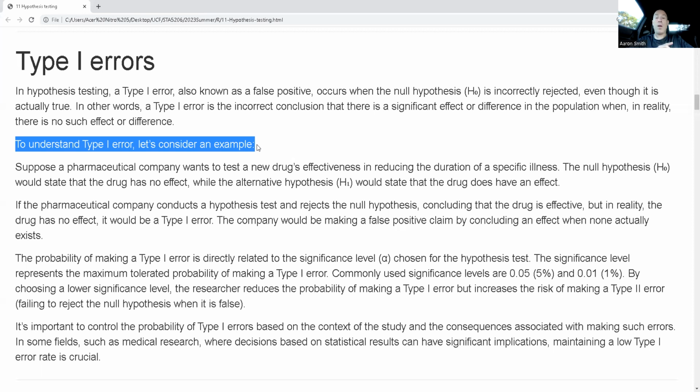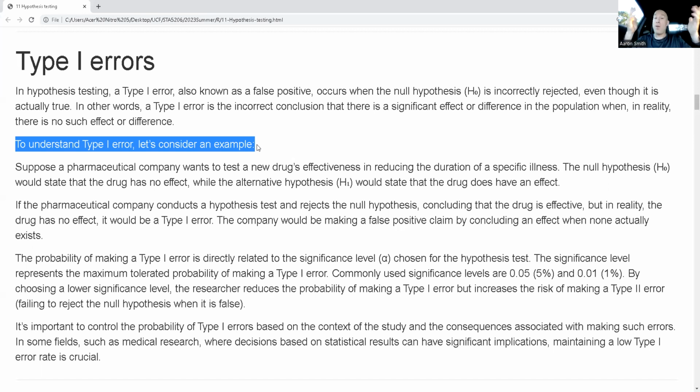Commonly used significance levels are 0.05, 5%, or 0.01, 1%. By choosing a lower significance level, the researcher reduces the probability of making a type 1 error, but increases the risk of making a type 2 error, failing to reject the null when it is false. It is important to control the probability of type 1 errors based on the context of the study and the consequences associated with making such errors.